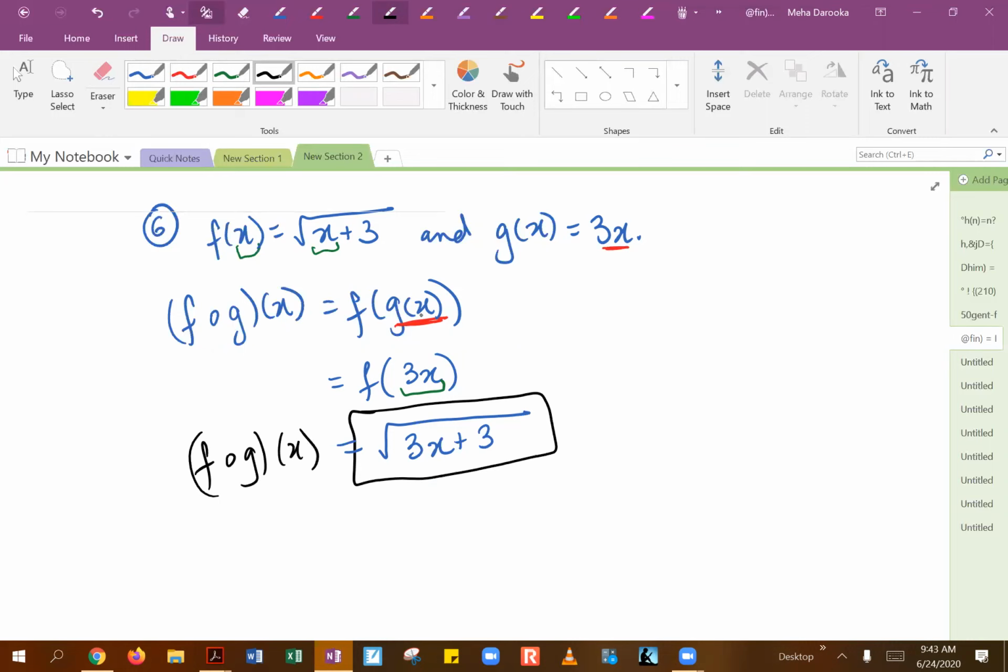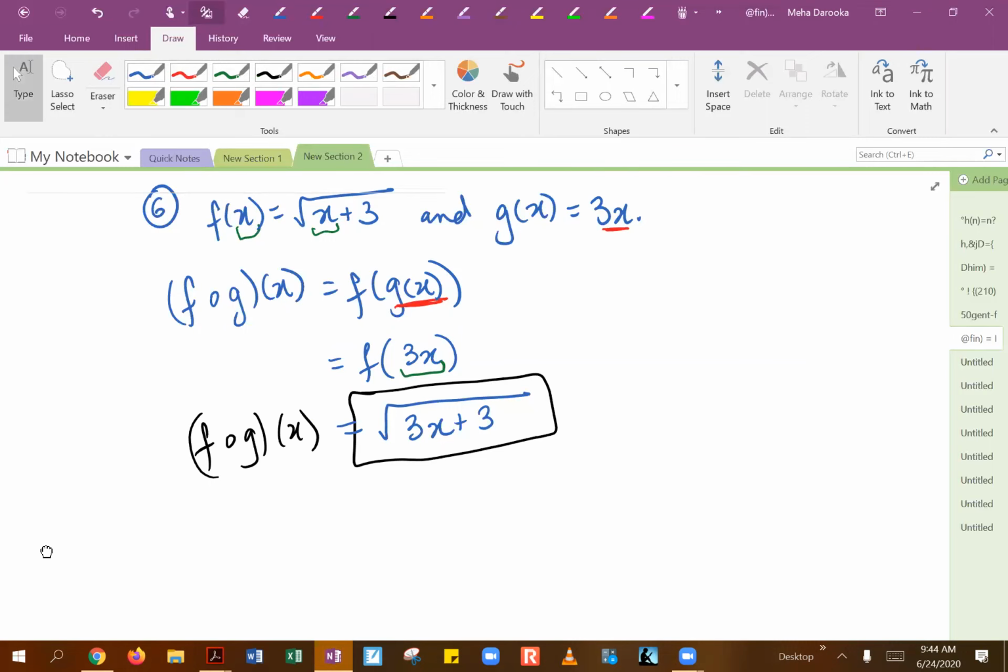Like we started out, for the inside function g of x, we had the equation as 3x. So you're literally replacing the inside with 3x, which means now 3x will become the input for the f function. So in the f function, wherever you see the value x, replace it with 3x. If we could have simplified this function, we would have, but since we cannot, we leave it as it is.